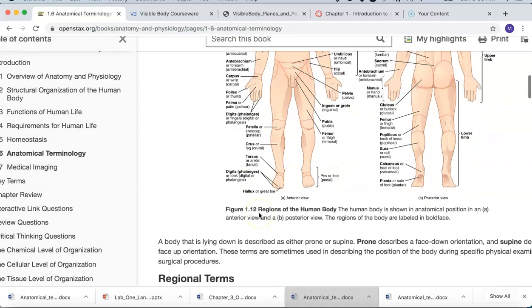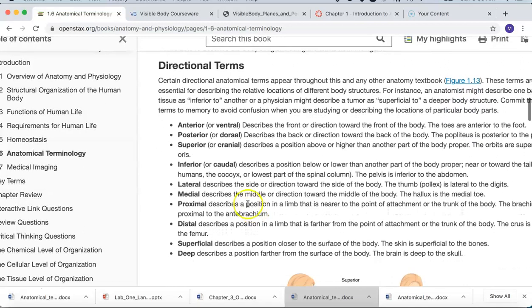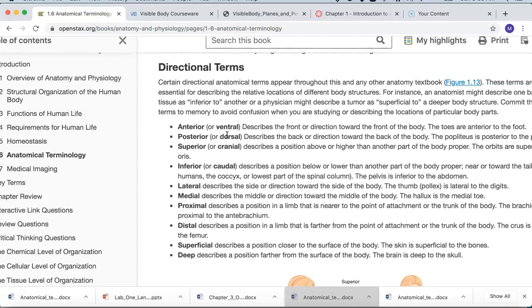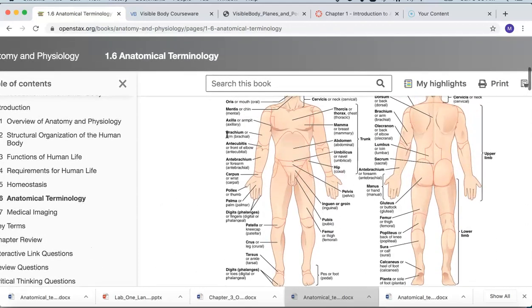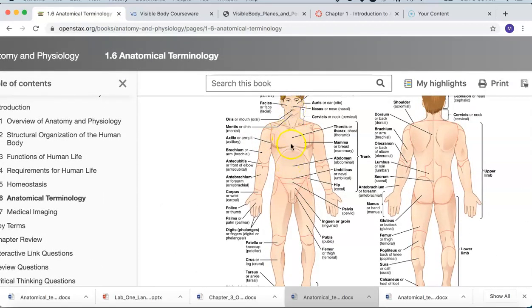Now I want you to notice that these terms also have synonyms. So anterior, for example, is the same as ventral. Posterior, the same as dorsal. Now, usually the way this works is like this. If the patient is standing up like this, we would consider this the anterior side. If the patient instead was laying down, then the stomach side would be referred to as the ventral side. But they're the same and they're interchangeable. You can use them any way you want, but that's a common way of using those terms.